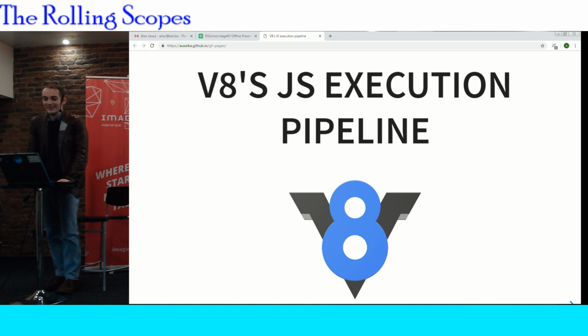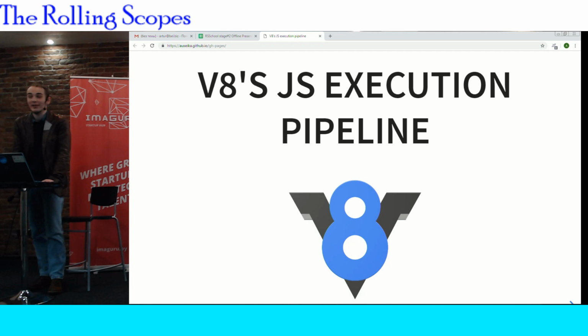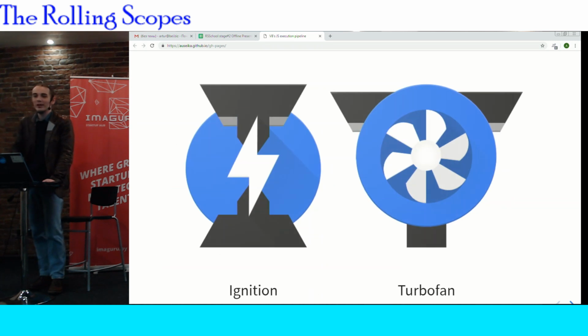My name is Konstantin, and today we're going to talk about the V8 JavaScript engine, which is the JS engine behind the Google Chrome browser and the Node.js runtime, and about its JavaScript execution pipeline, which means all the way your code goes through when it's executed. So we're going to talk about two particular components of the V8 engine: the Ignition and TurboFan optimizing compilers.